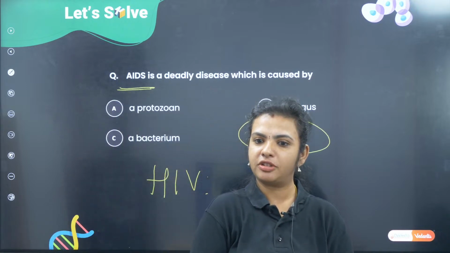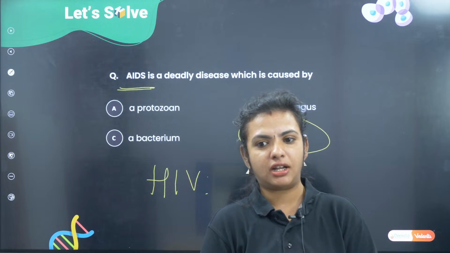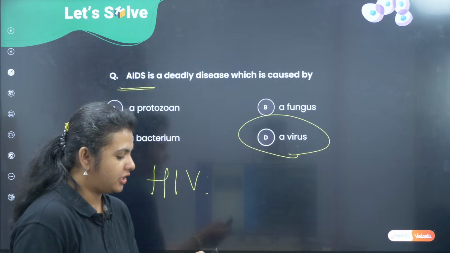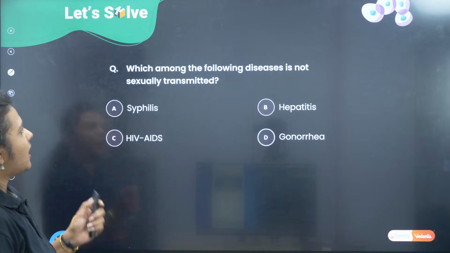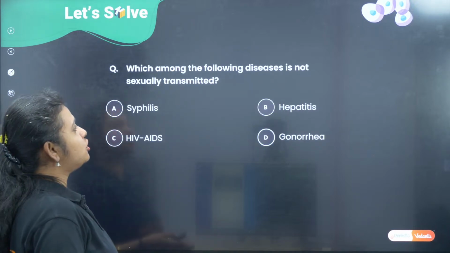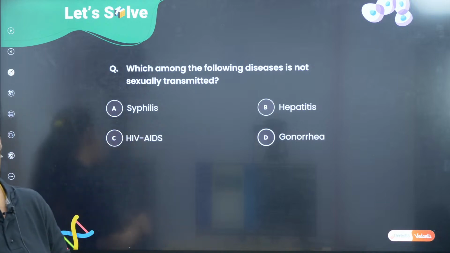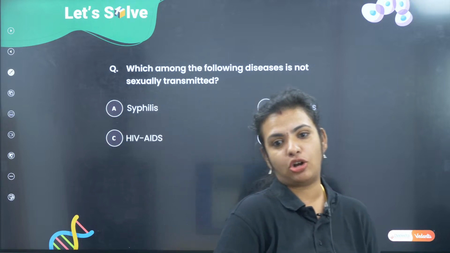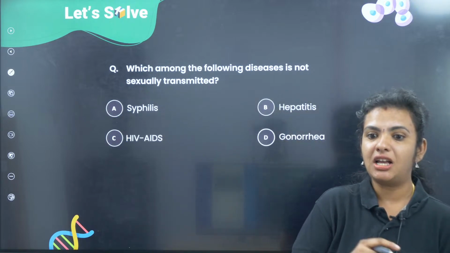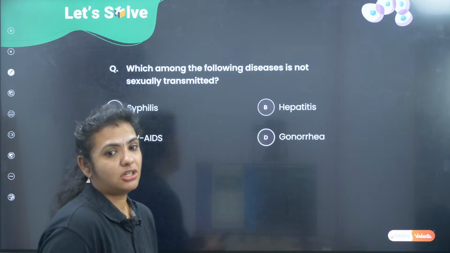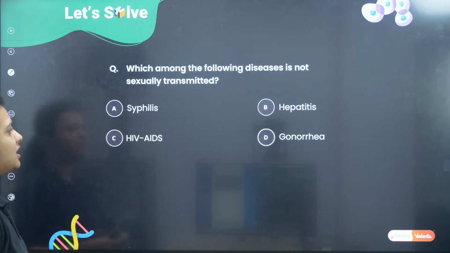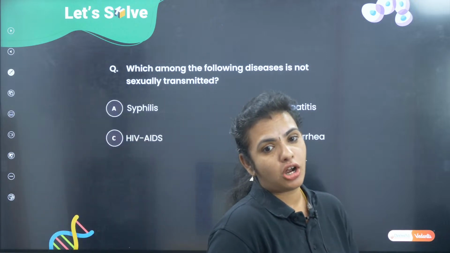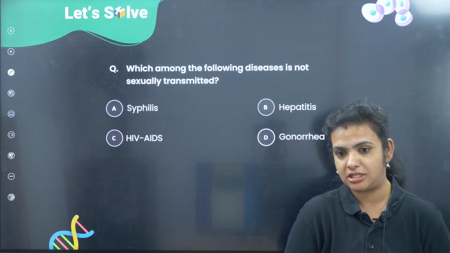Sumukh, Ruchir, then Pramukh, Shreya, Danish, I think just now he has come. Very good. All of you have got it right. Okay. Which among the following disease is not sexually transmitted? So, now we want a disease which is not sexually transmitted. All this while we were talking about STDs. Syphilis, hepatitis, HIV, AIDS, gonorrhea. So, which among these diseases is not a sexually transmitted disease?